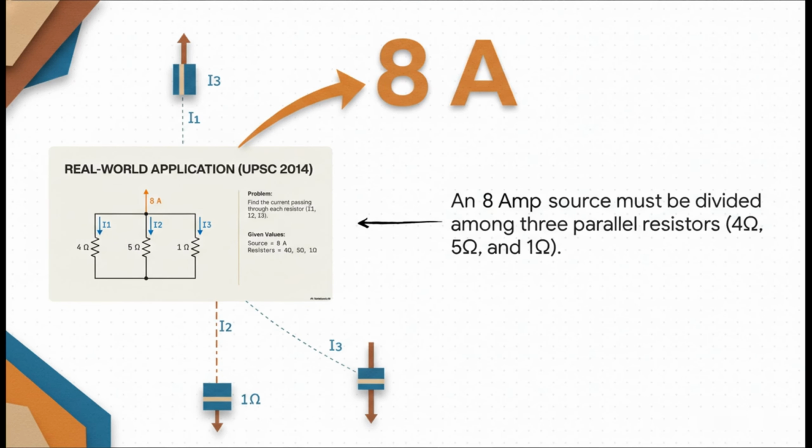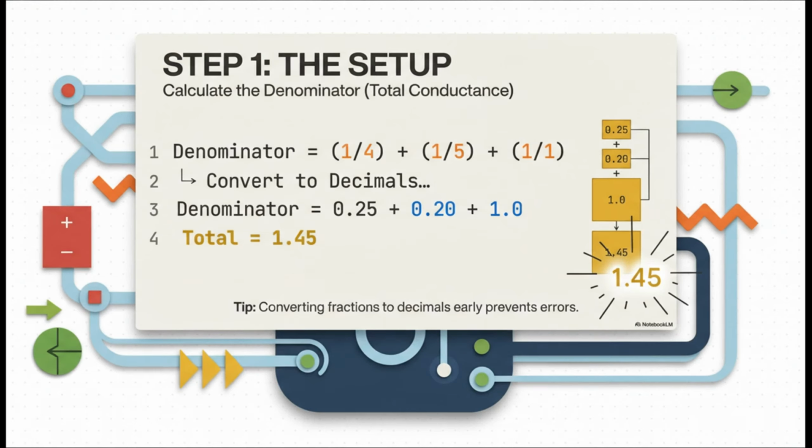Let's put this into practice with a real-world example. Here we've got an 8-amp source flowing into a junction, and it's got 3 choices: a 4-ohm path, a 5-ohm path, and a really easy 1-ohm path. Our job is to figure out exactly how much current goes down each of those 3 branches using our new general formula. First things first, we need to calculate the denominator of our formula, which is just the total conductance of all the branches added together.